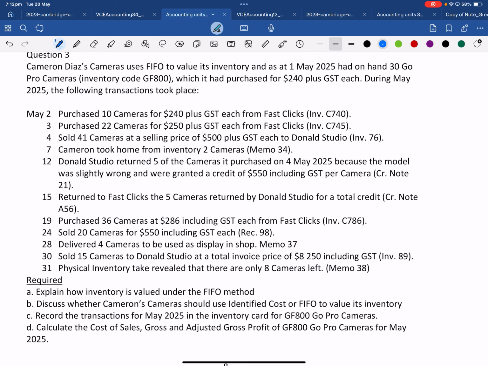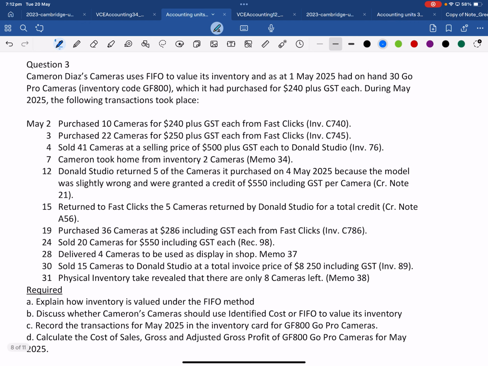Now I'll do it. So what are the requirements, guys? Explain how inventory is valued under the FIFO method. Discuss whether cameras should use identified cost. Record the transactions for May 25, and then calculate the cost of sales.